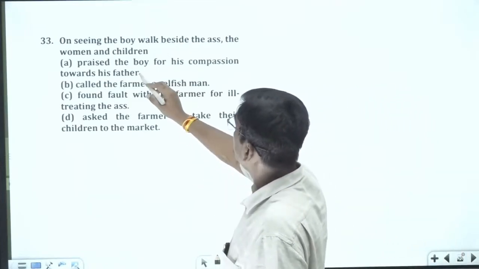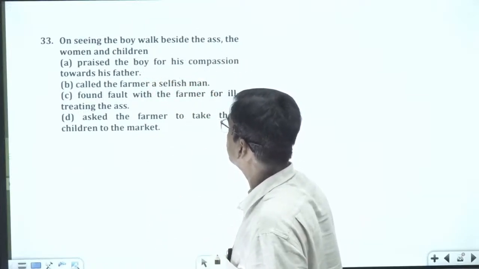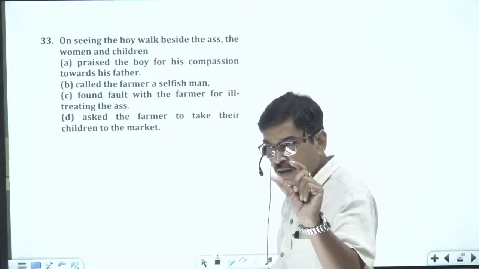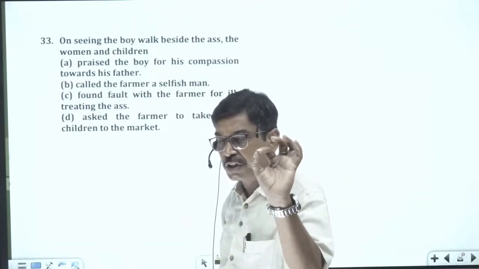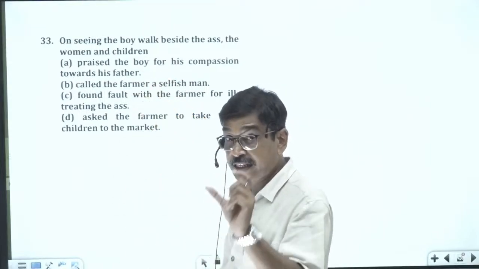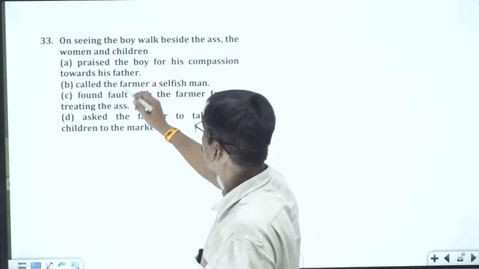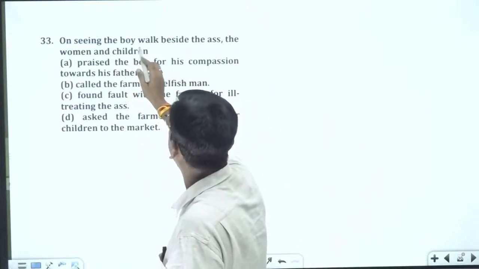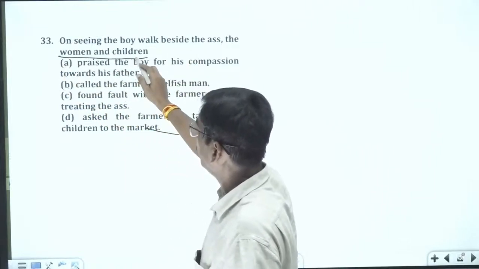Now, on seeing the boy walk beside the ass, the women and children... very simple. A very exclamatory type of sentence is used in the passage for this question. So this is very important. On seeing the boy walk beside the ass, the women and children, very important.